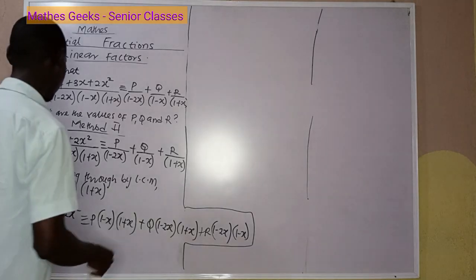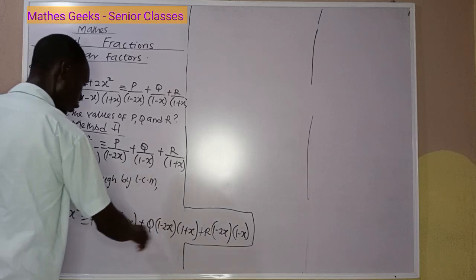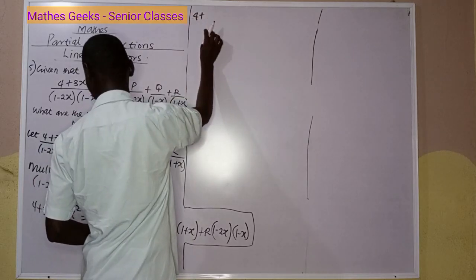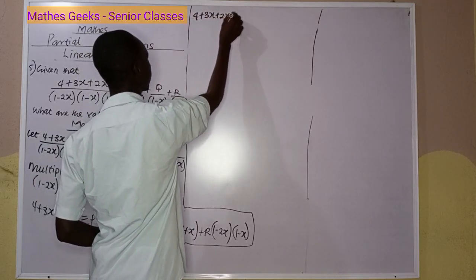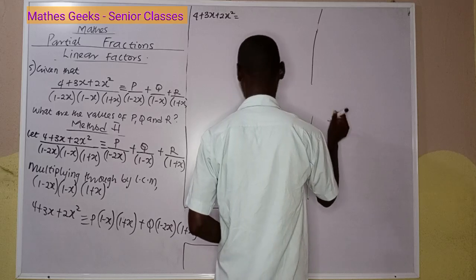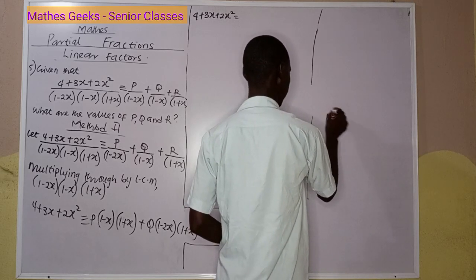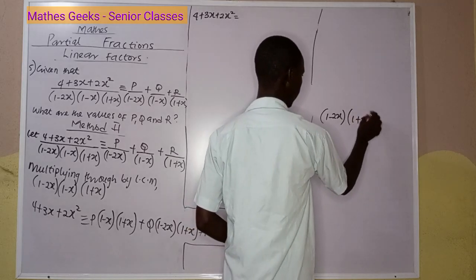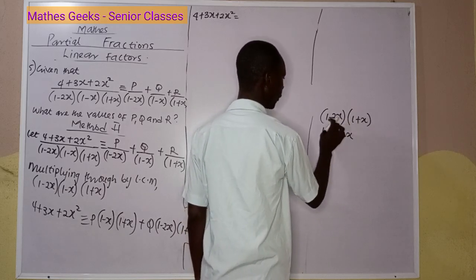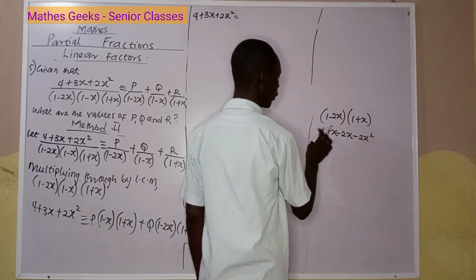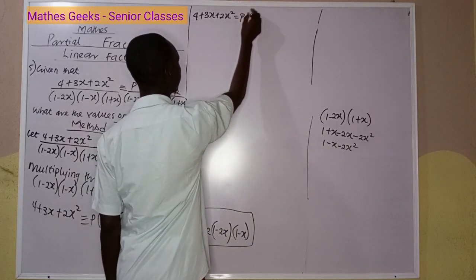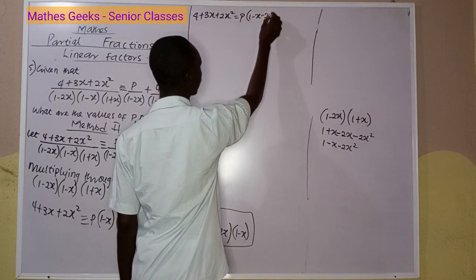Now, what we're going to do in this second method is expand each of the brackets. Let's start with P. 4 + 3x + 2x² equals, this will give us a P bracket: (1 − 2x)(1 + x). So 1 times 1 is 1, 1 times x is plus x, −2x times 1 gives −2x, and −2x times x gives −2x². So 1 + x − 2x gives −x − 2x². So this is P times (1 − x − 2x²).